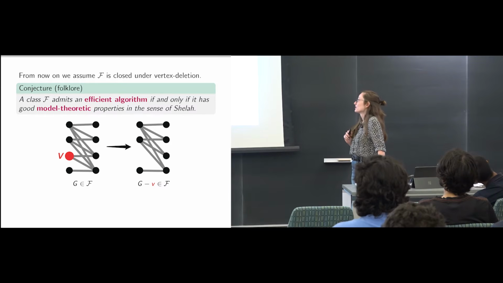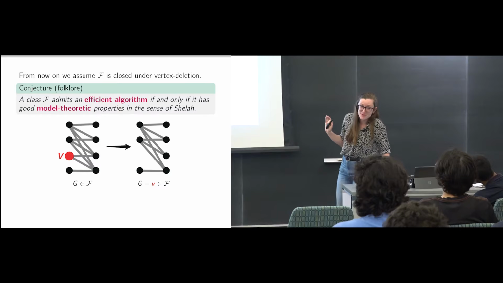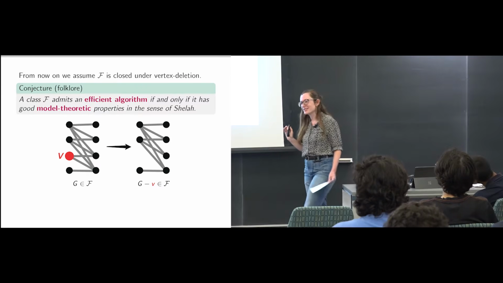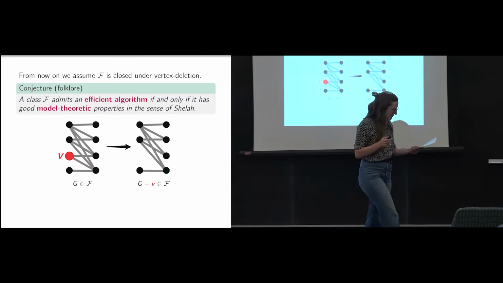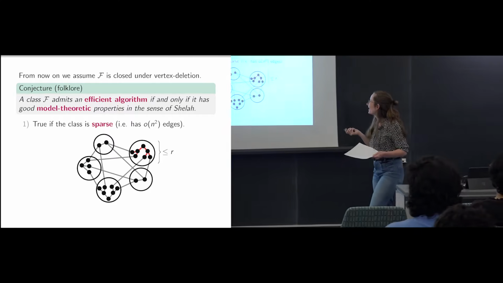Okay, so the folklore conjecture, which I think was stated by a lot of people at about the same time, is that a class of graphs admits an efficient algorithm for checking first-order properties if and only if it has good model-theoretic properties, in the sense of Shelah, who is definitely the most famous model theorist. Now I'm going to tell you more about what these good model-theoretic properties are. If anyone does model theory, it's being NIP, but that's not the name I like, so we're going to use a different one.